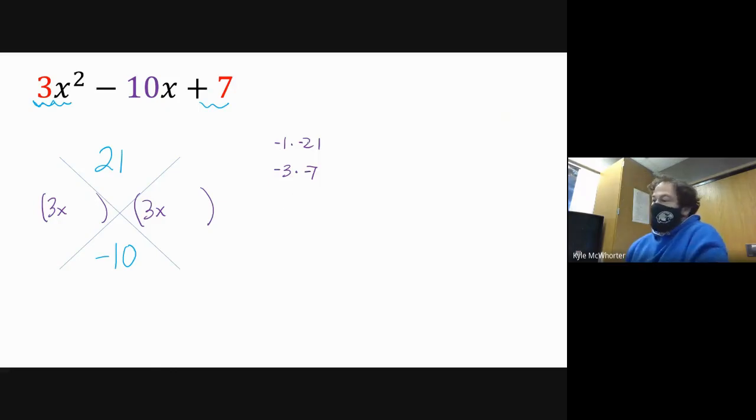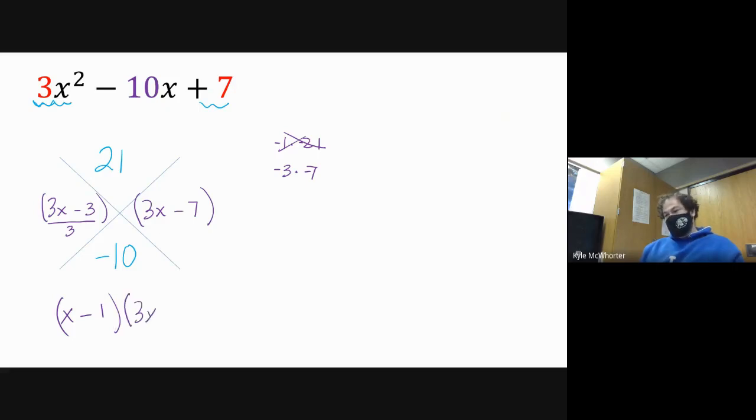So -1 times -21 is positive 21, but when you add these, you're going to get -22. So it's not this pair. But the -3 times -7, that's positive 21. And when you add -3 and -7, you get -10. So that means that we're going to put the -3 and the -7 in there. And just like we said it would, the 3 is going to divide out of one of the pairs. So the 3 is going to divide out there, and we get x minus 1 for the first term, and then 3x minus 7 for the second term.